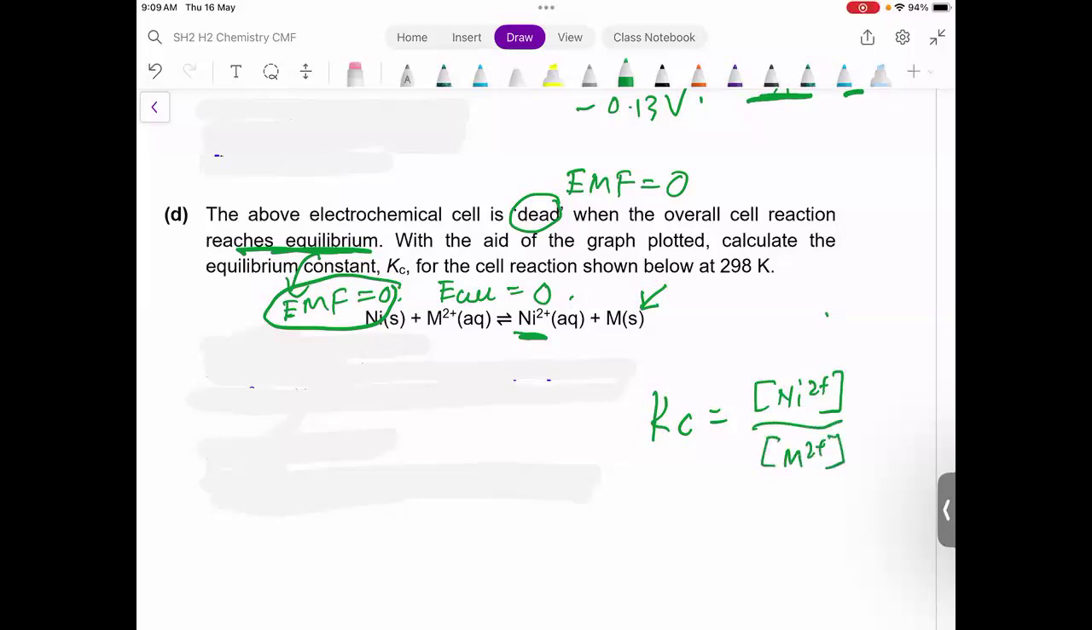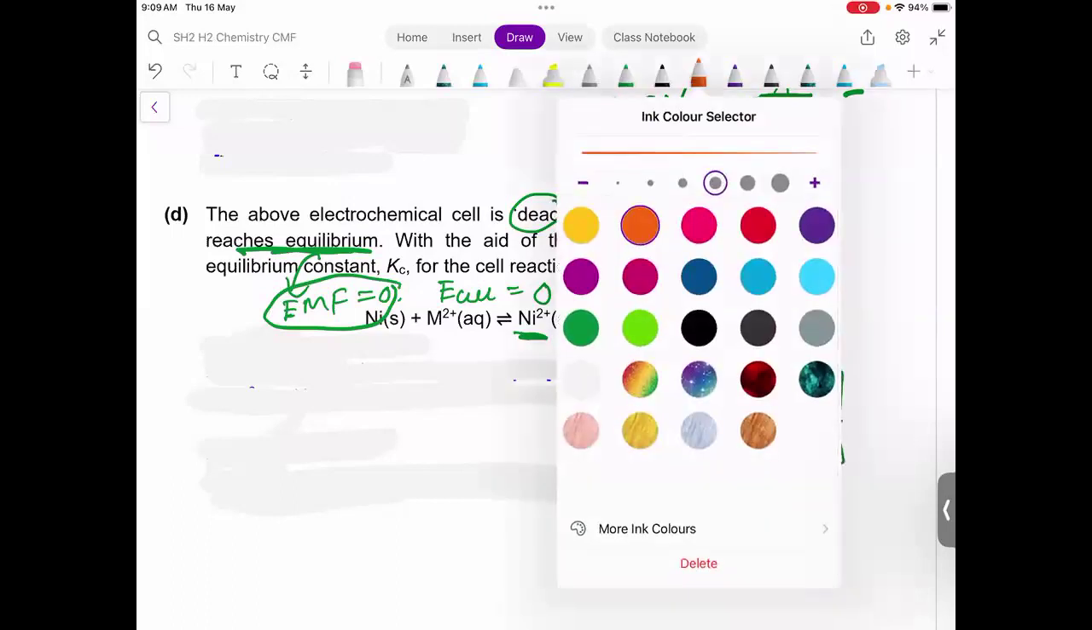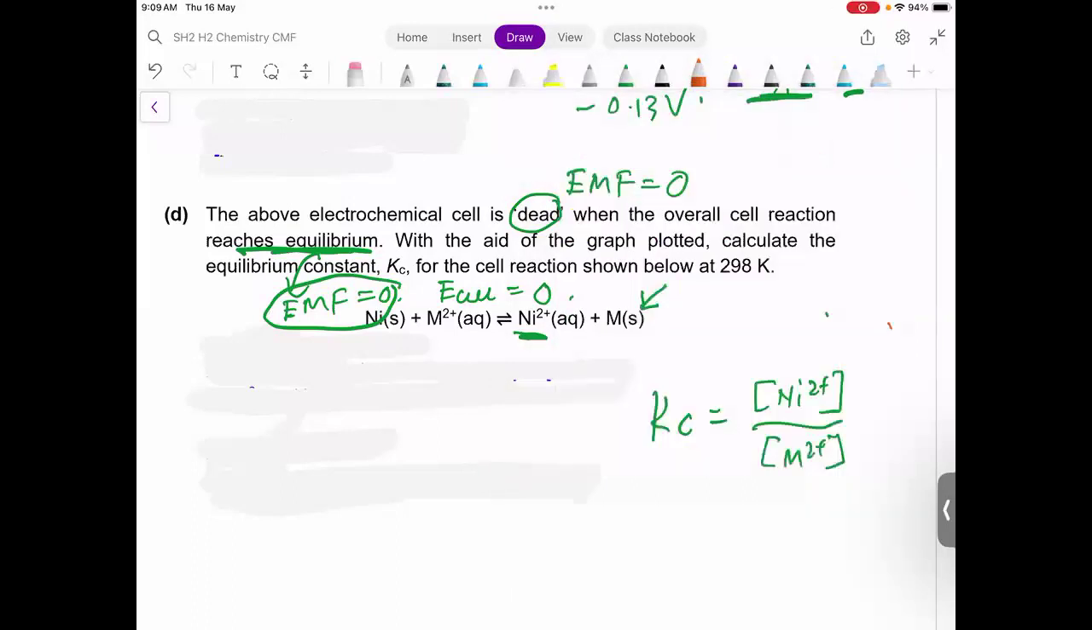So using this Kc expression, do we know the concentration of nickel 2+? What's the concentration of nickel 2+? Yeah, 1 mole per dm cube. So you are given in the question stem, this is the standard electrode, under standard condition. So 1 mole per dm cube. Then are you able to deduce the concentration of M2+ from the graph? Class, you should have done the tutorial. Are you able to get the answer from the graph?